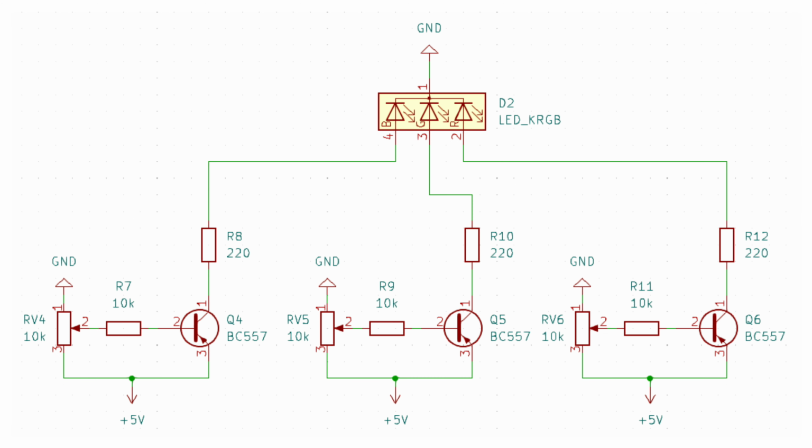This circuit is a common cathode RGB LED controller using BC557 PNP transistors. The common cathode of the RGB LED D2 is connected to GND, and each anode representing red, green and blue is connected to +5 volt through a 220 ohm current limiting resistor R8, R10 and R12 and a BC557 transistor Q4, Q5, Q6. Each transistor is controlled by a variable resistor RB4, RB5, RB6 in series with a 10 kilo ohm base resistor R7, R9, R11.